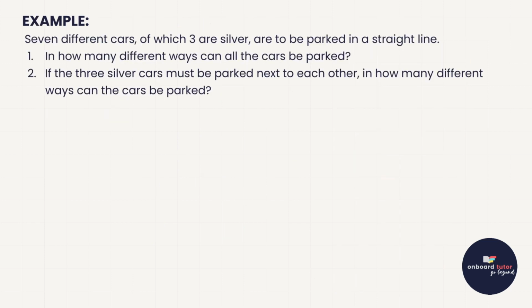Let's have a look at this example from one of the past papers a couple of years ago. It says 7 different cars, of which 3 are silver, are to be parked in a straight line. In how many different ways can all the cars be parked?